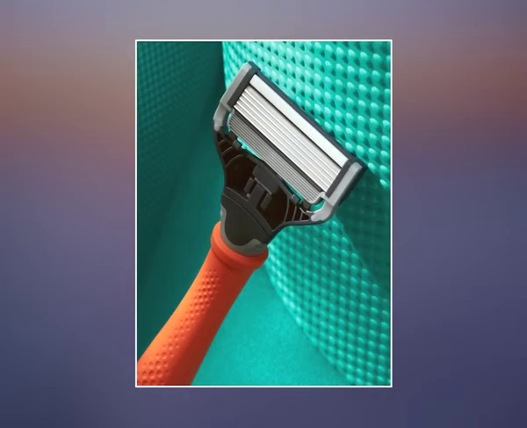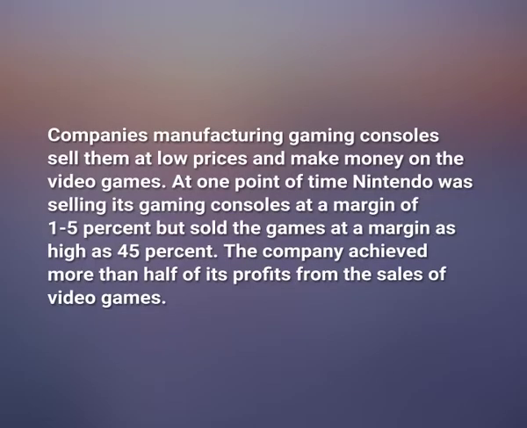Gillette razor handles can be bought at low prices. However, the company makes good money on the replacement blades. Companies manufacturing gaming consoles sell them at low prices and make money on the video games. At one point of time, Nintendo was selling its gaming consoles at a margin of 1 to 5%, but sold the games at a margin as high as 45%. The company achieved more than half of its profits from the sales of video games.